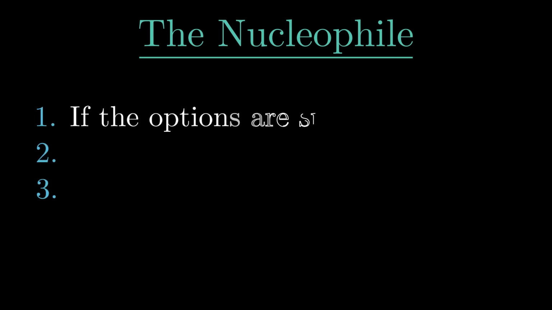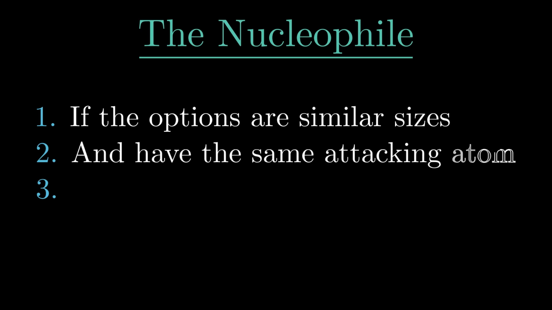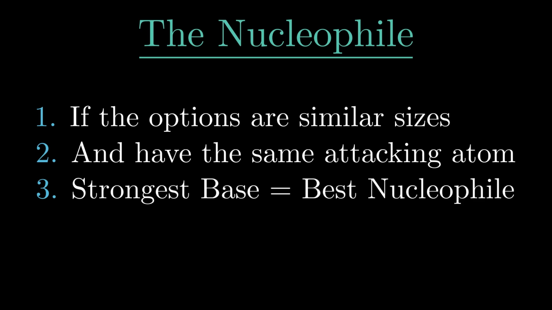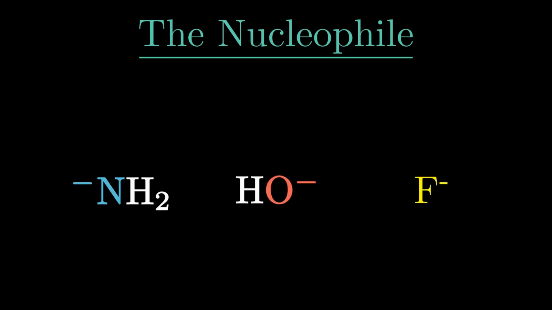Since each of these pairs were roughly the same size and always had the same attacking atom, the stronger base remains the better nucleophile regardless of the identity of that atom. That's worth remembering, but how do we determine the better nucleophile when there are different attacking atoms? I'll get to the different atoms in a moment, but let's start in a familiar place, base strength.